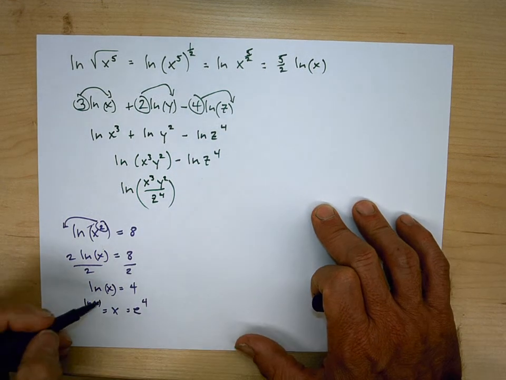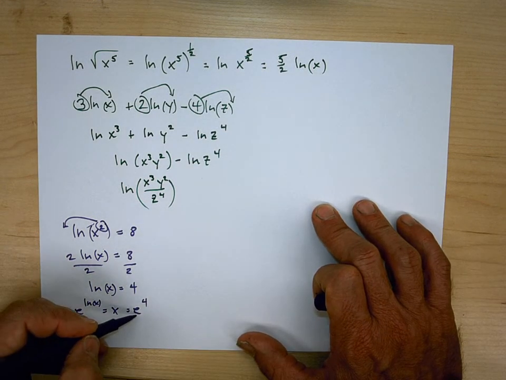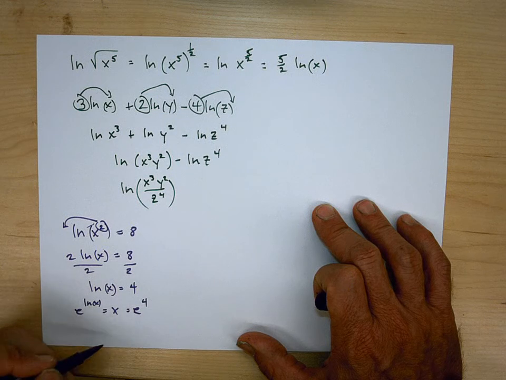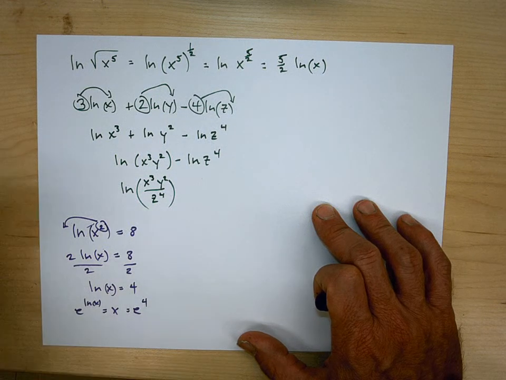So I make this e to the natural log of x equals e to the 4th, but e to the natural log of x is just x. So I could crunch it on the calculator, but that's just our number, that's our answer.